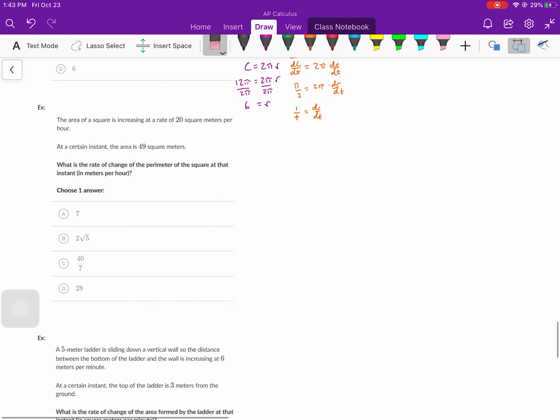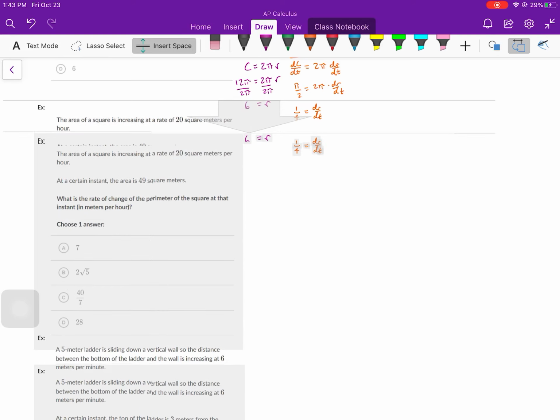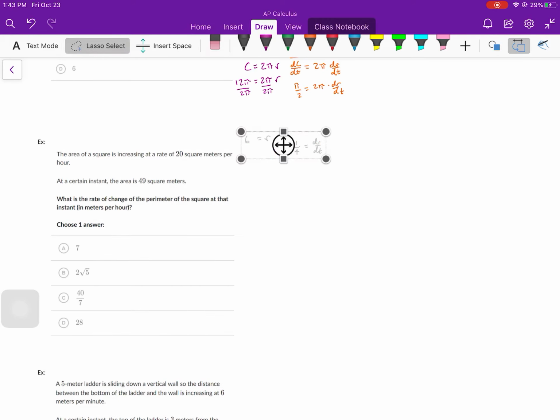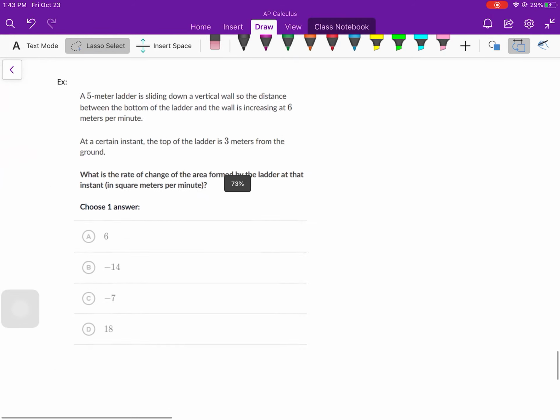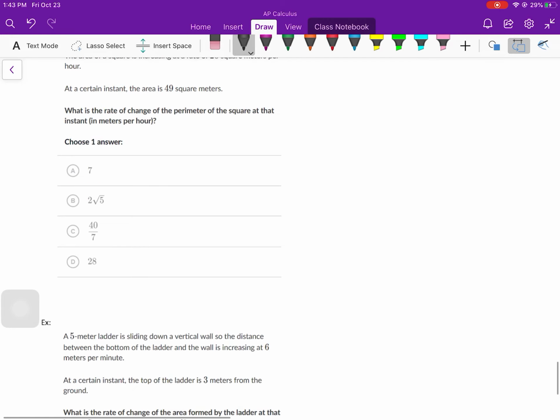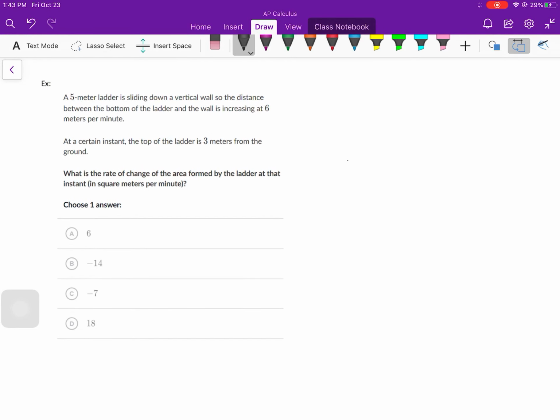Let's look at another one. We have one with the square. Seems kind of similar. Let's do this ladder problem. The ladders are classic. So let's draw our building. Let's draw our ladder. There's the ground there. So we have a 5-foot ladder. And it's sliding down the wall, so that the distance between the bottom of the ladder and the wall is increasing. So this would be x.